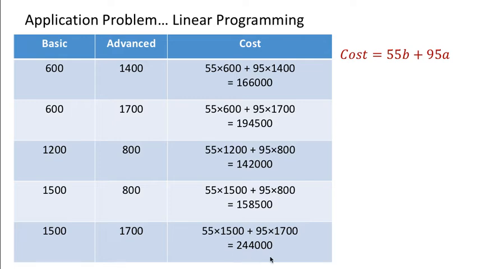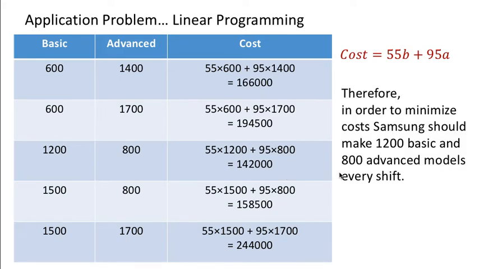See, the most expensive thing to do is make a whole heap of phones. The cheapest thing to do is this one. Now, it's more phones than this one, but the combination of phones is better, gives you a cheaper price. Okay, so my recommendation to this company called Samsung is that they make 1,200 basic and 800 advanced every shift. That will fulfill all the targets, and that will be the cheapest way to do it.